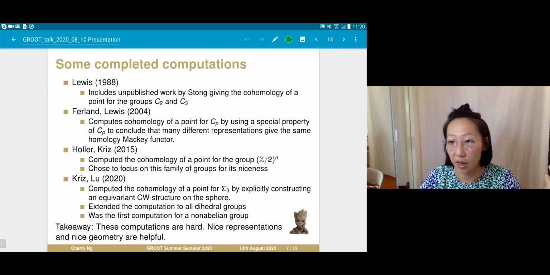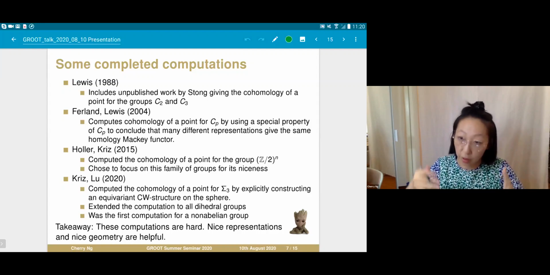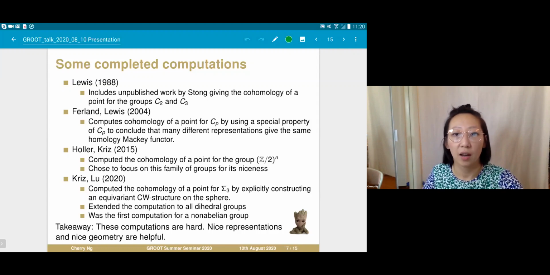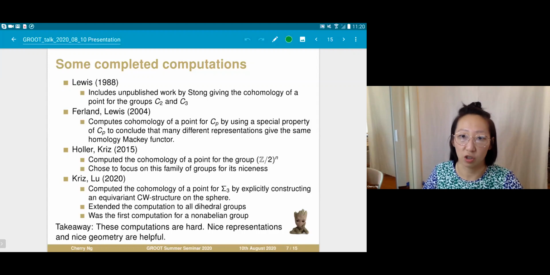And the same with all the dihedral groups. Dihedral groups may be non-abelian, but their top dimensional real representation is degree 2. And so you can draw the picture and cut it up in a really sensible way that makes it really amenable for computations.